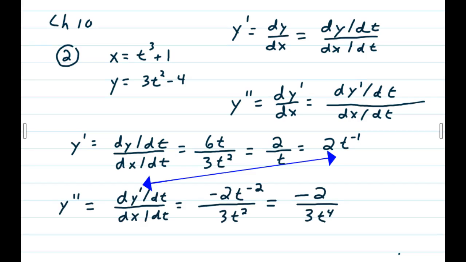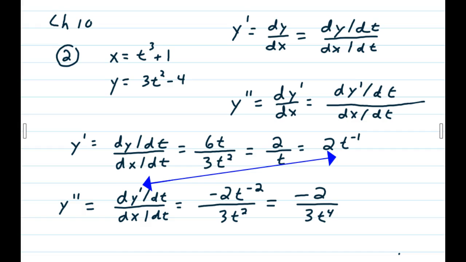Now, in order to find the second derivative, we have to find the derivative of the derivative with respect to t over dx/dt. So y prime was 2t to the negative 1. The derivative of that would be kicking your power out front, you get negative 2t, drop your power down 1, negative 2t to the negative 2. Again, dx/dt is just going to be repeated as 3t squared.